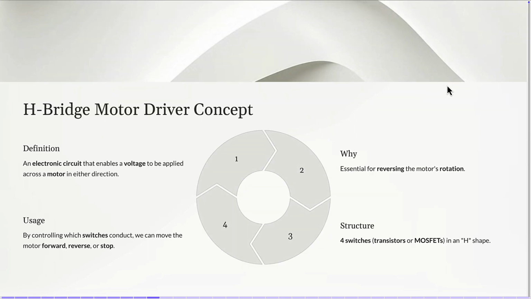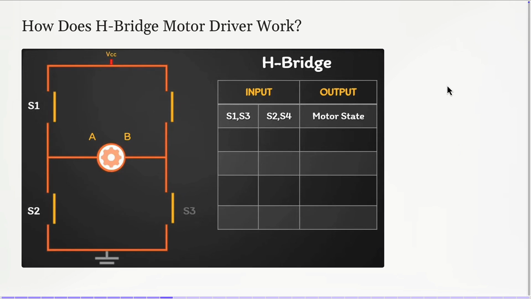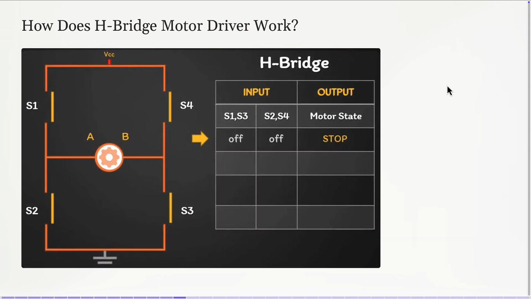So let's make it simple. This is the circuit of an H-bridge, which has 4 transistors, S1, S2, S3, and this is S4. We will control S1 and S3 together, and S2 and S4 together. They will almost always have the same state. So in the beginning, when all the switches are off, is there any current that goes to the motor? No, so the motor is stopped. I'm not going to provide any voltage.